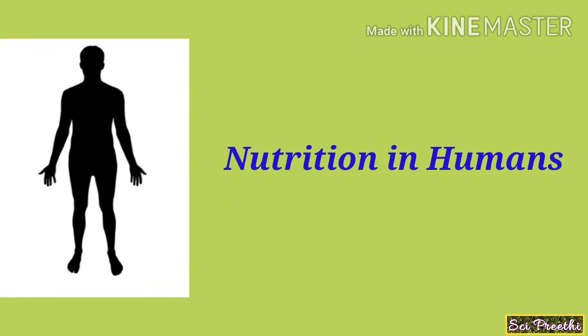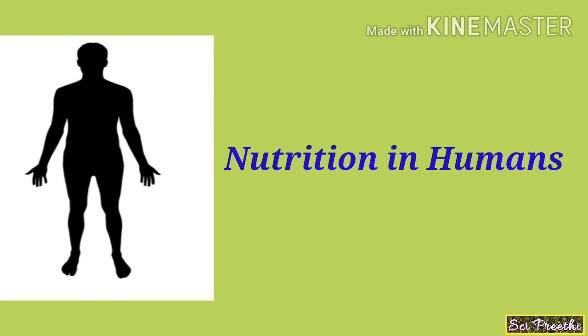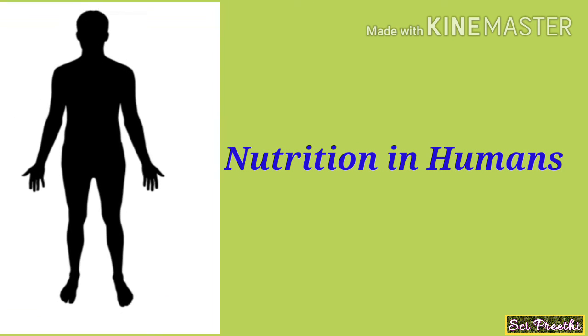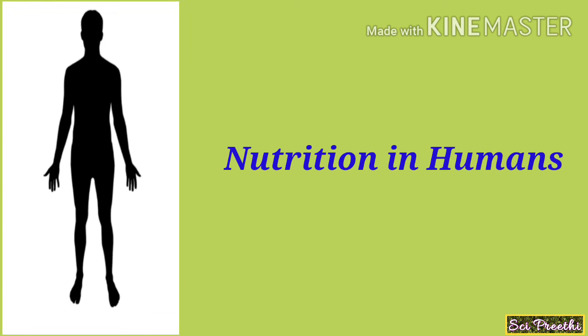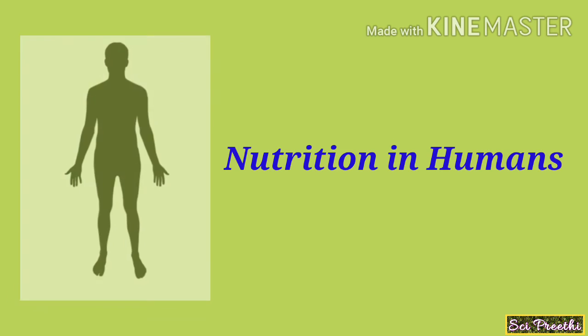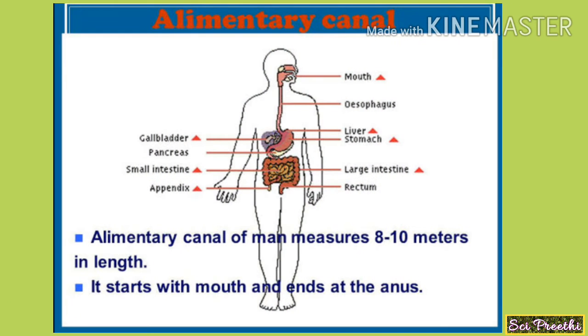Next, we will see the process of nutrition in humans. In humans, the various stages of nutrition take place in a tubular organ called the alimentary canal or the gut. The human alimentary canal is a long tube about 9 meters long, coiled in some places. It varies from 8 to 10 meters in length.